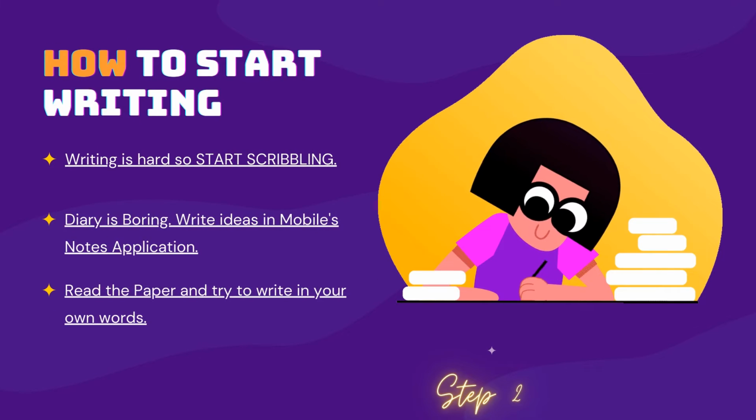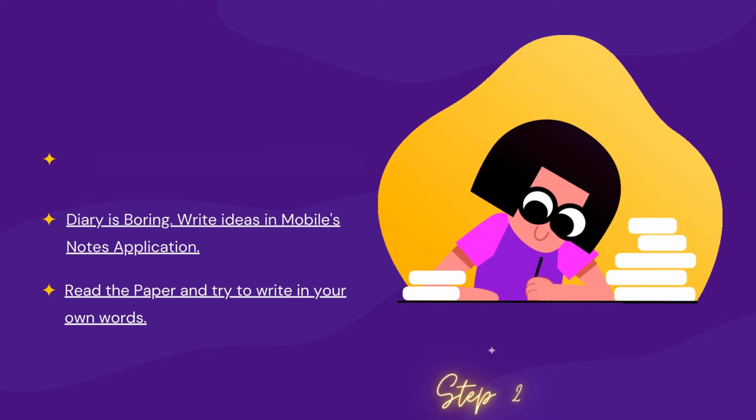Step number 2. How to start writing. Writing is hard, so let's start scribbling. Diary is boring, so let's start writing ideas in mobile's notes application. Read the paper and try to write whatever you understood in your own words.